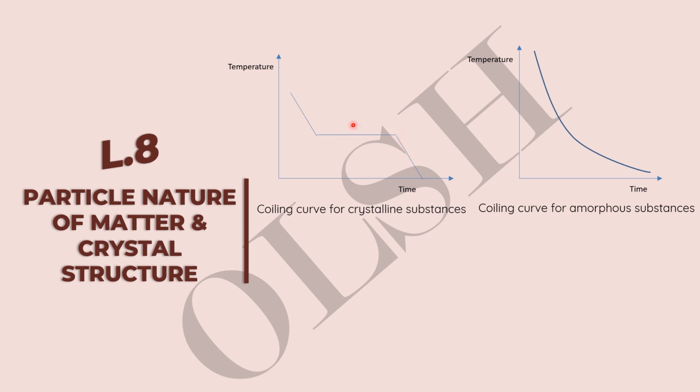That is one major difference between the crystalline and non-crystalline. Once you begin to cool the amorphous ones, they form supercooled liquids. So that's the difference between the crystalline substances and the amorphous substances.